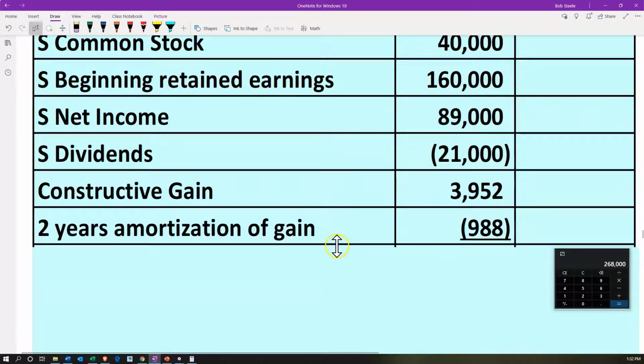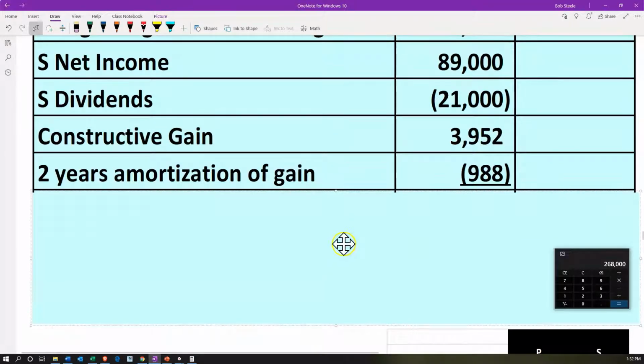And then we have the 2 years amortization of the gain, which is just simply taking that 3,952 divided by, I think it was 8 times the 2 years, right? Because there were 8 years since the point in time that this thing was purchased, and then 2 years have passed. So this divided by 8 times 2 is 988. Now this will make a little bit more sense.